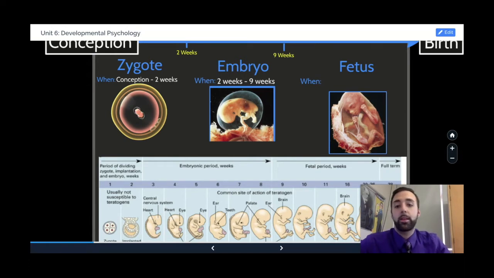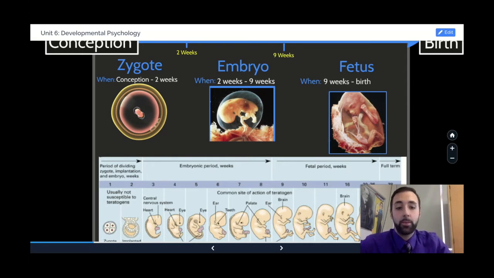This is a particularly pivotal milestone because now, all of a sudden, this child is vulnerable to things such as drug use by the mother, alcohol use by the mother. So that formation of the placenta is a really significant milestone, something we'll talk about in the next upcoming slide.